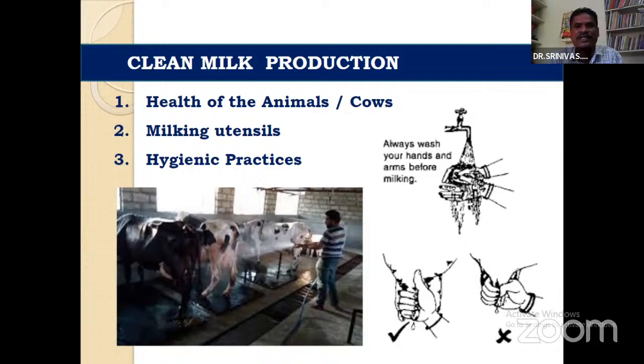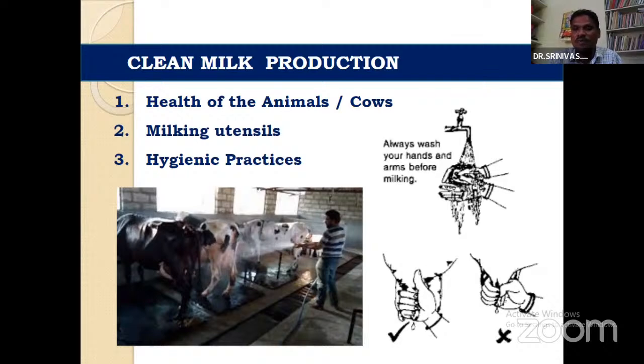But even with that much milk production, we are very low in terms of milk production per animal. As I said before, for the Jersey and HF.